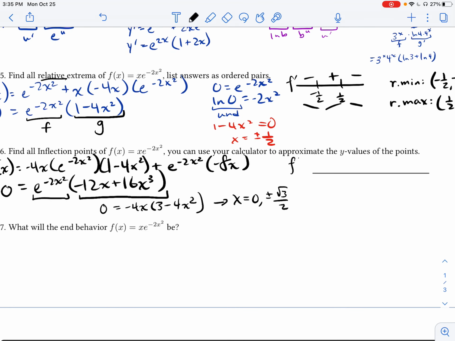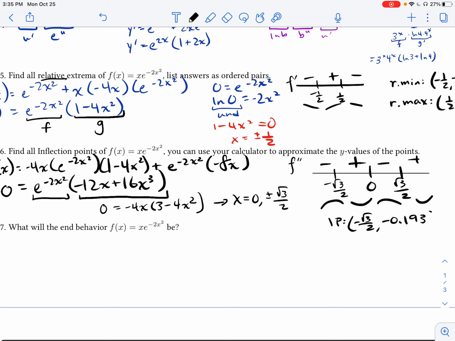If I draw my f double prime number line, I can put those possible inflection points here on my number line. When you plug in these values from each of these intervals into your second derivative, you should get negative, positive, negative, positive. So concave down, up, which means my actual inflection points, and this is where we would need a calculator unless you want to do all this by hand. These are our actual inflection points. 0, 0 is the second, and we have another one here.